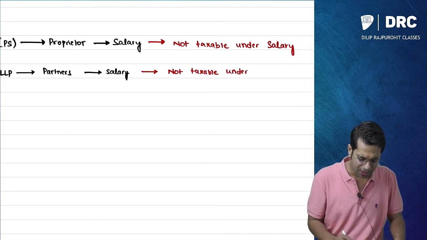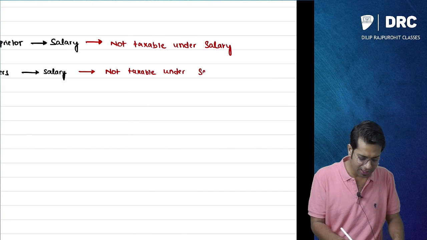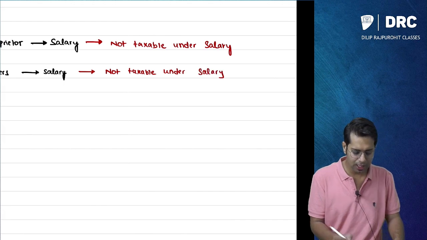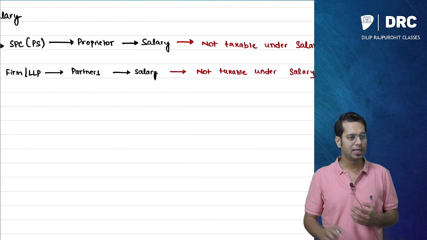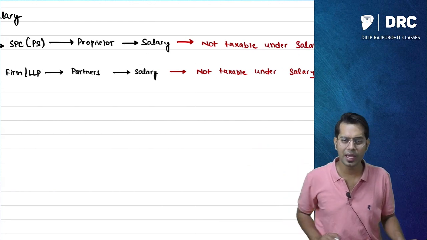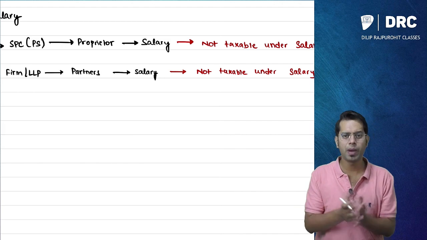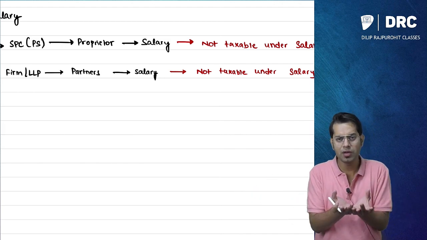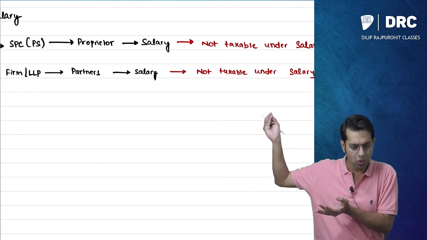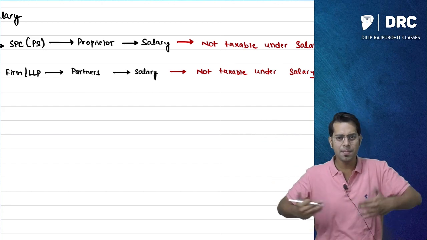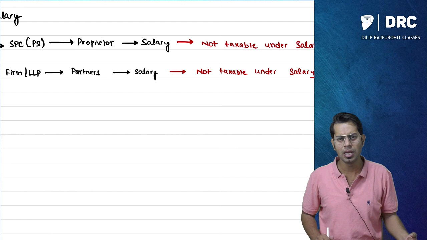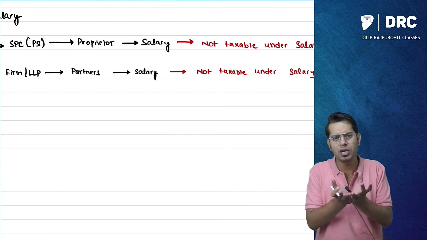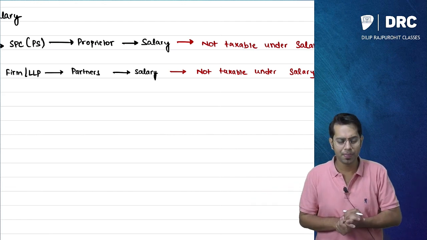Sir, why is this not taxable under the head salary? There is a partnership firm paying salary to its partners. There may be so many different types of partners. When you said sole proprietorship concern, we understood the same person is paying money to the same person. But here there is a partnership firm with so many different partners.